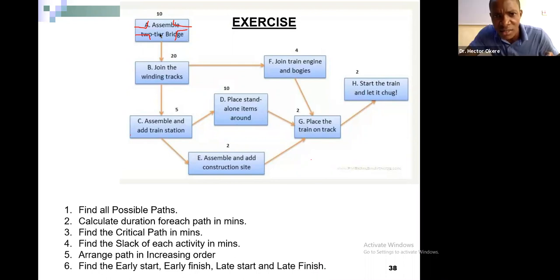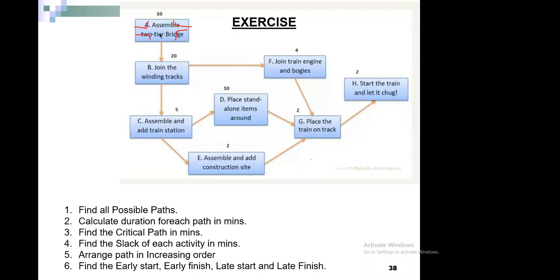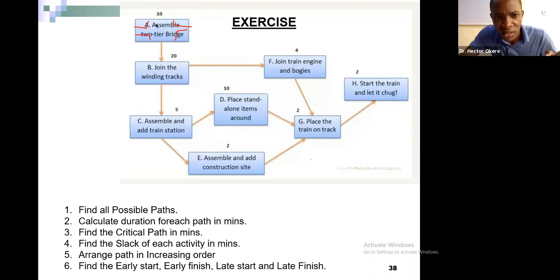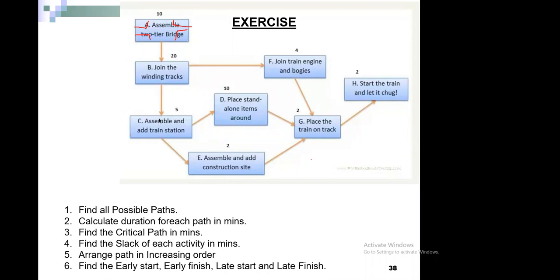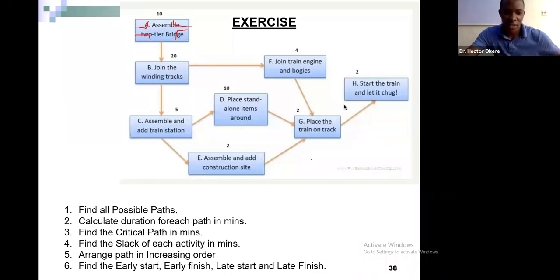Next. Okay, path 2, there is A, B, F, G, and H. Okay. Path 3, there is A, B, C, D, G, and H. Very good. Thank you very much. So calculate the duration for each path.